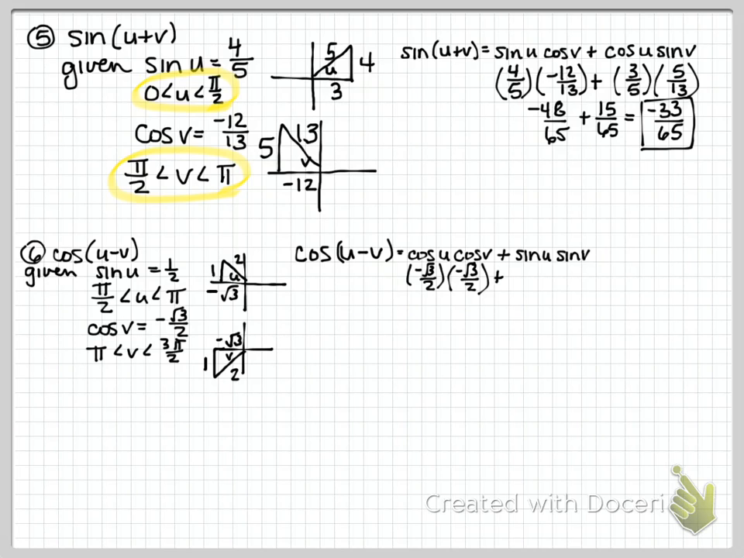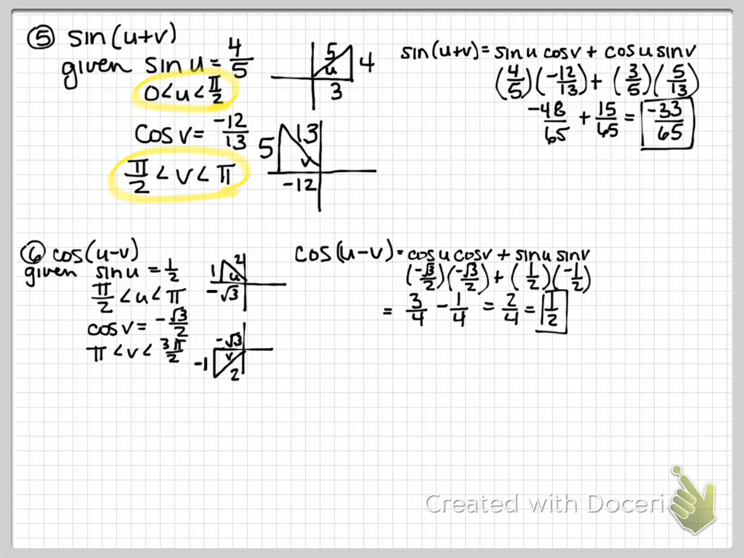Sine of u is 1/2. Sine of v is actually negative 1/2. I forgot to write the negative sign, because I am down here in this third quadrant. That should be a negative there, so let's simplify. Square root of 3 times square root of 3 is just 3 over 4. 1 times 1 is 1 over 2 times 2 is 4. And I get 2 over 4, which is equal to 1/2. And there's my final answer.